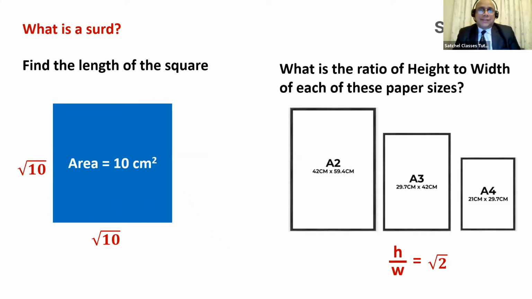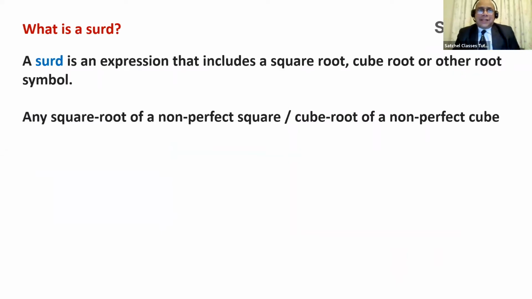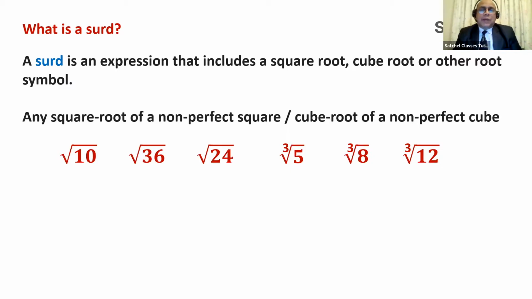So let's understand what are surds. The definition of a surd is an expression that includes a square root, a cube root, or any other root symbol. So any square root of a non-perfect square or a cube root of a non-perfect cube is a surd. I'll give you a list of numbers. Can you identify which of these numbers actually qualify to be a surd? Let's take the first one. Square root of 10. Is 10 a square number? 10 is not a square number, which means that is a surd. Remember, the definition says it's a square root of a non-perfect square, a number which is not a square number.